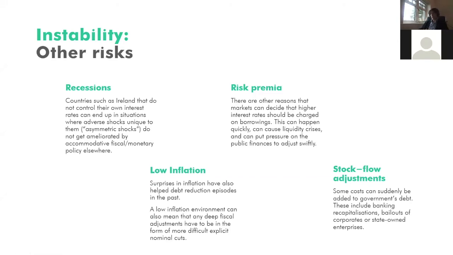We can also see that inflation could be an issue. So in the past, surprises in inflation, that is higher inflation rates, have tended to help reduce debt ratios when they needed to be reduced. But there's risks, of course, that we could be in a low inflation environment for some time to come, and that central banks continue to miss their target.